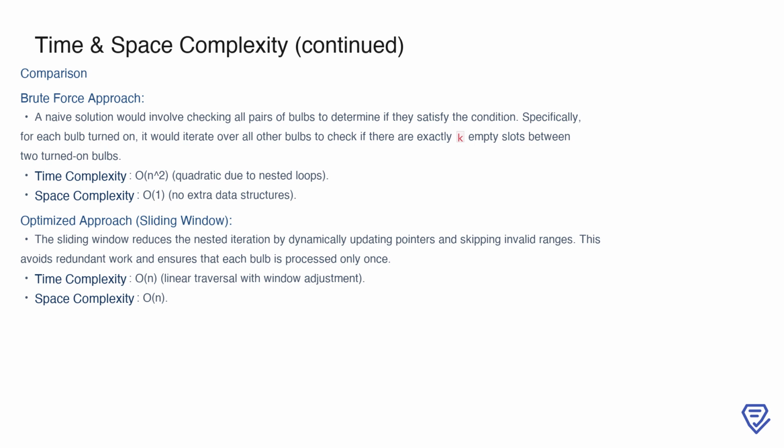By contrast, the optimized sliding window approach eliminates the need for nested loops. Instead, it dynamically adjusts pointers and skips invalid ranges, ensuring that each bulb is processed only once. This reduces the time complexity to O(n), while the space complexity remains O(n) due to the days array. Thus, the optimized approach is significantly more efficient for larger inputs.